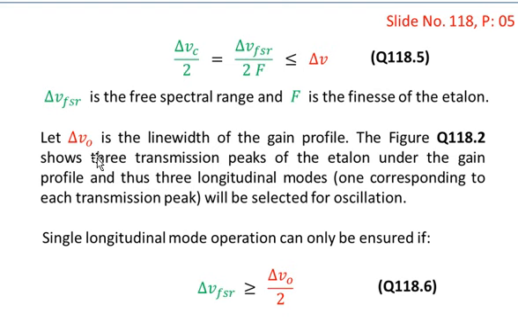So let delta nu naught be the line width of the gain profile. This is what I have already explained. Figure 2 shows three transmission peaks of the Etalon under the gain profile, and thus three longitudinal modes, one corresponding to each transmission peak, will be selected for oscillation.